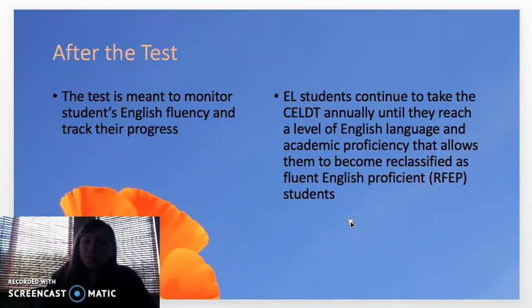We want to make sure that they are academically proficient in English, and they become reclassified as... did I not have that? RFEP. I cannot remember what that means. Fluent English Proficiency. Oh, I guess that's what it is. Reclassified as Fluent English Proficiency. And so yes, that's what happens. They are reclassified and they still get aid if they need it, but they shouldn't because they now know English.